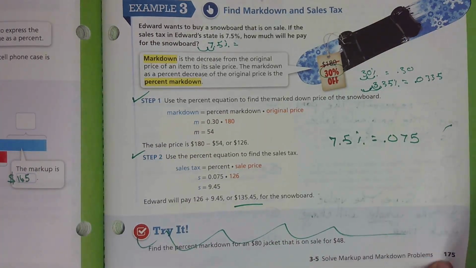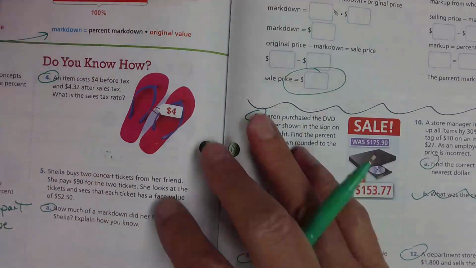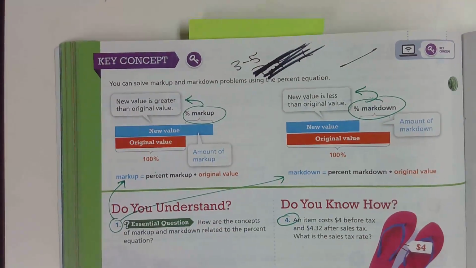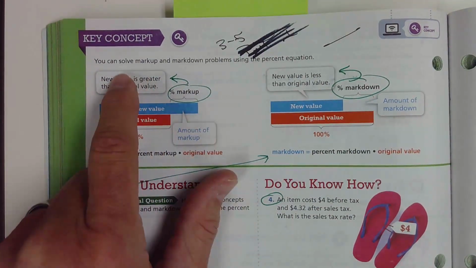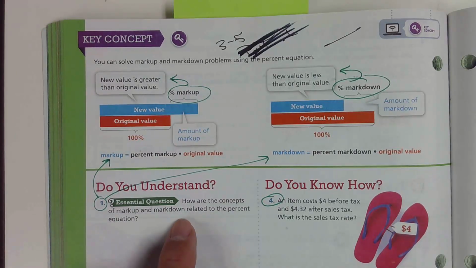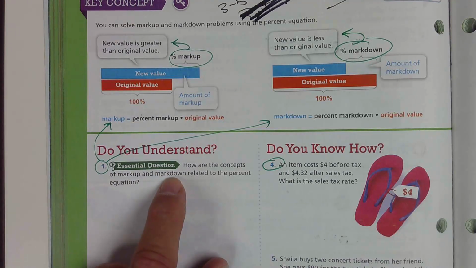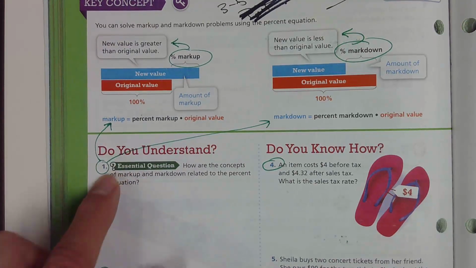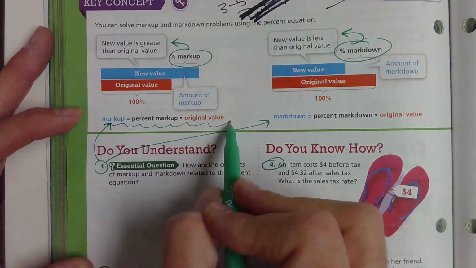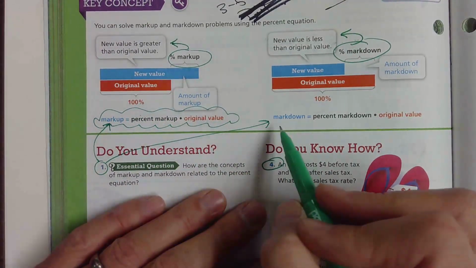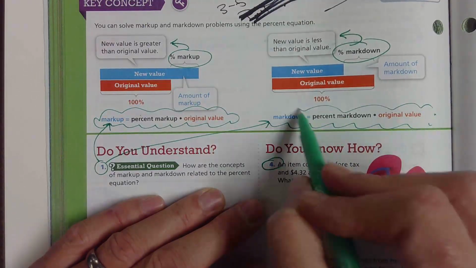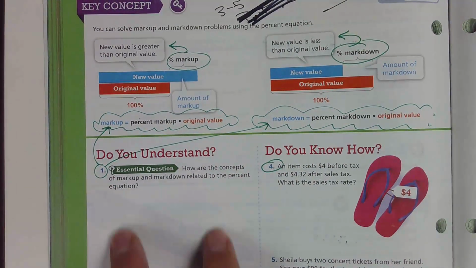Scratch out the triad at the bottom of page 175. Key concept for 3.5. Essential question: how are the concepts of markup and markdown related to the percent equation? Gosh. Well, you know what? If you just write markup equals percent markup times the original value, and if you write down markdown equals the percent markdown times the original value here, I'm happy with that.